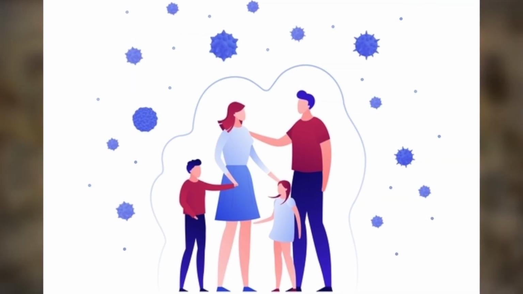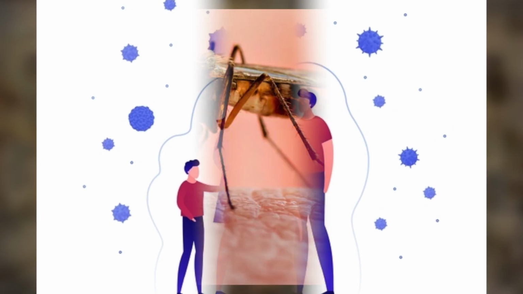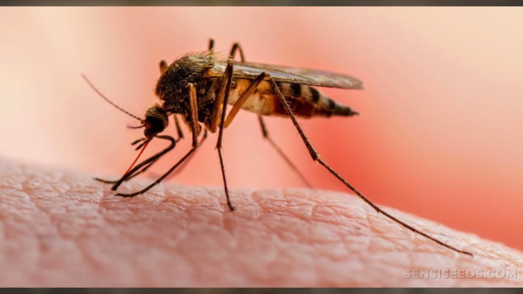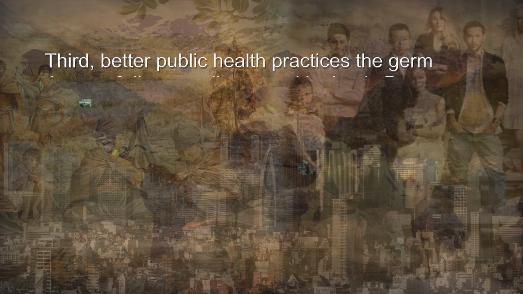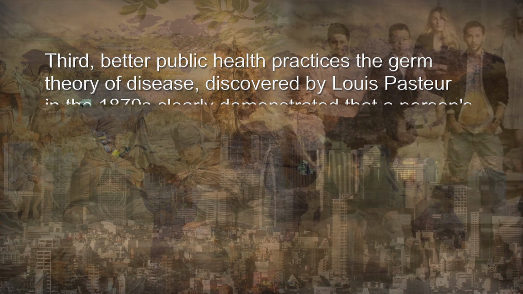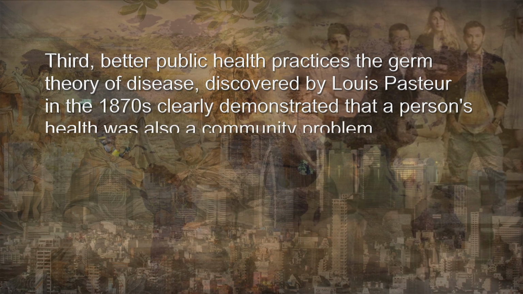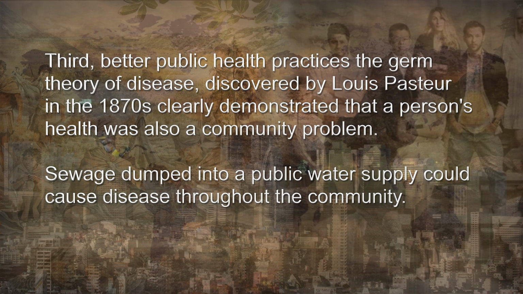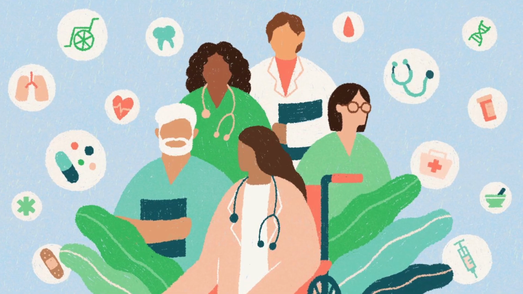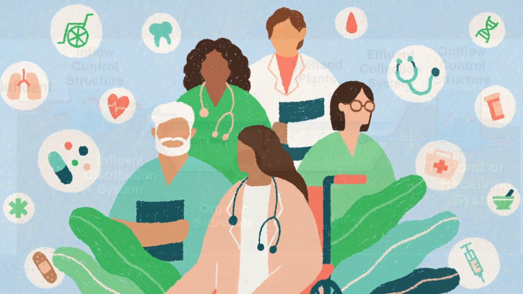Moreover, vaccines are still not available for some diseases. Malaria is the most obvious example and the greatest concern in less developed countries. The third one, better public health practices. The germ theory of disease discovered by Louis Pasteur in the 1870s clearly demonstrated that a person's health was also a community problem. Sewage dumped into a public water supply could cause disease throughout the community. With this understanding, the science of public health was born.